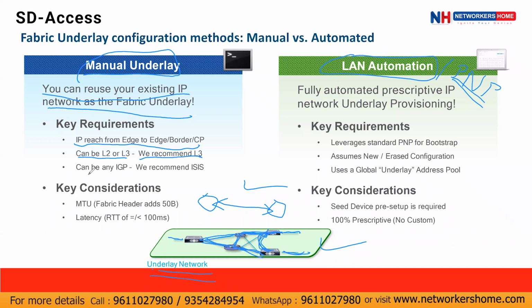Now, as we discussed, it can be L2 or L3. Recommended is L3, and the IGP protocol recommended is IS-IS, because in case of any failure, we still have IS-IS supporting L2 as well. We just need to consider that the fabric header will add 50 bytes of additional data, so the MTU size has to be 1500, and the latency should be less than or equal to 100 milliseconds. Within a LAN network, I don't think that's a problem, because in a LAN network everything is connected in a single building.